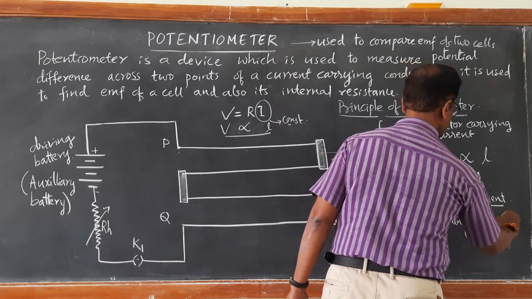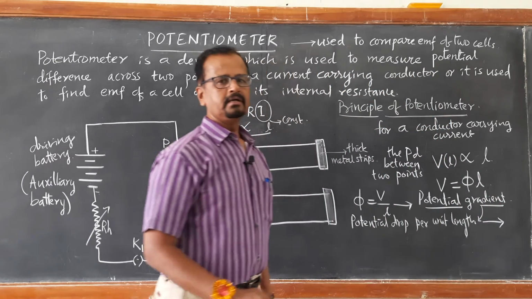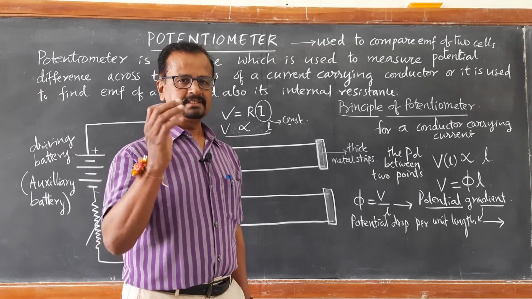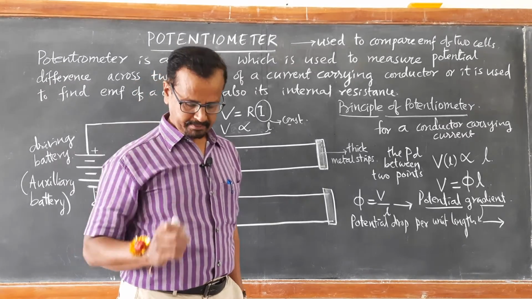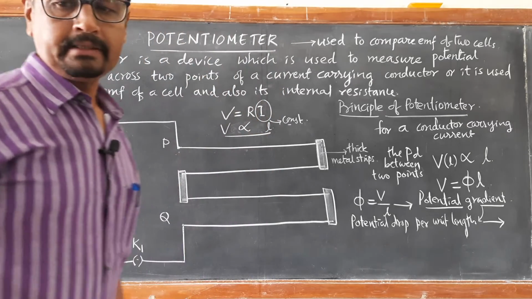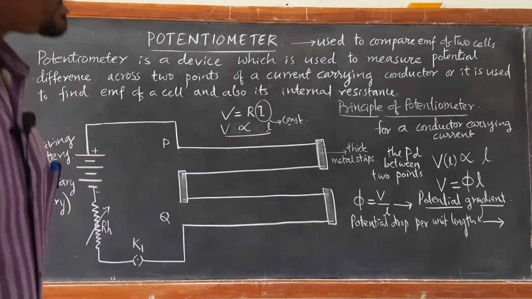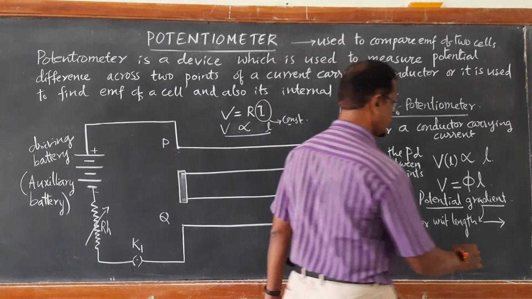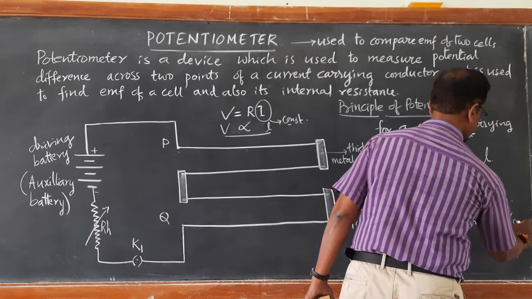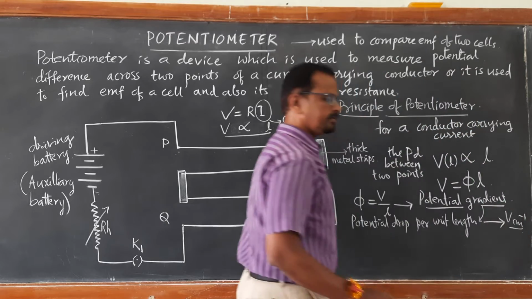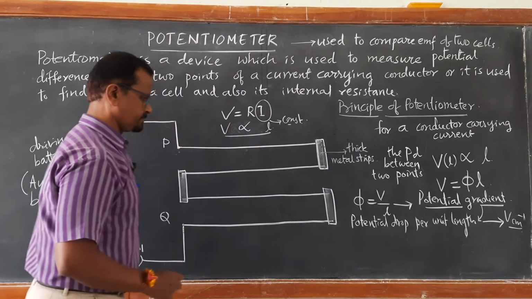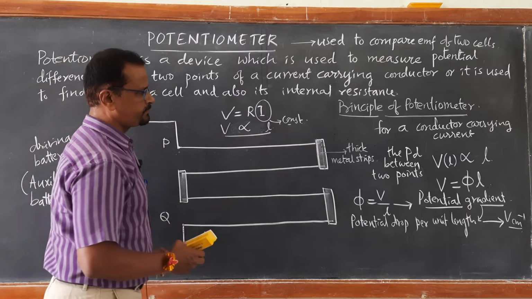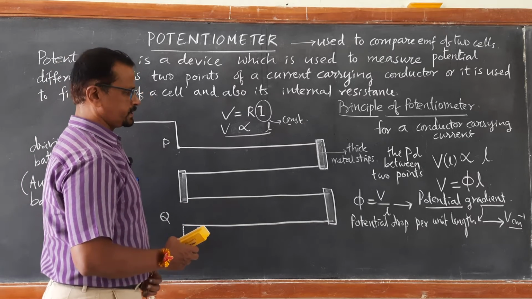It is usually measured as voltage per meter. That is the SI unit. Voltage per meter is the SI unit. But here, practically, it is measured as voltage per centimeter. Usually, it is measured in volts per centimeter. Okay. So, this is the principle of the potentiometer.